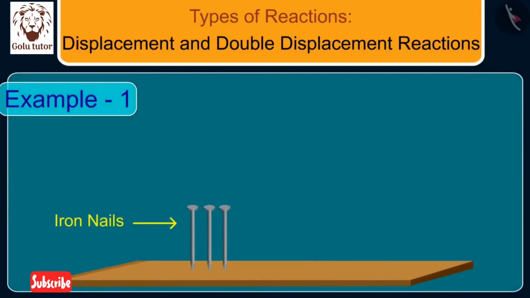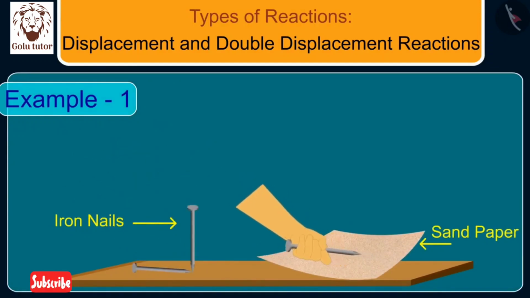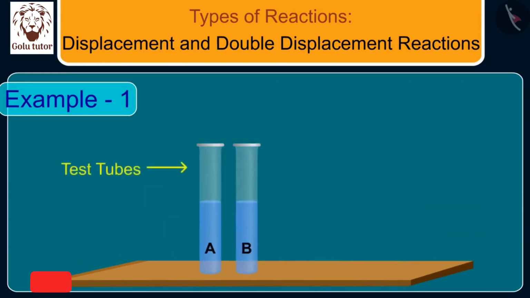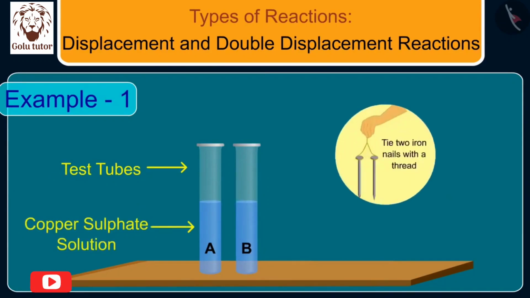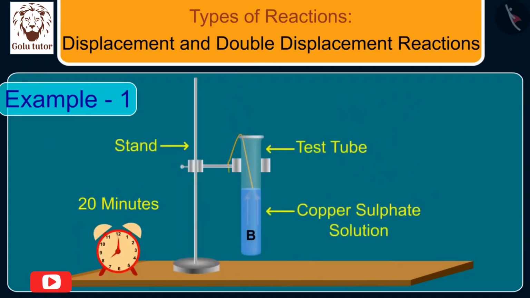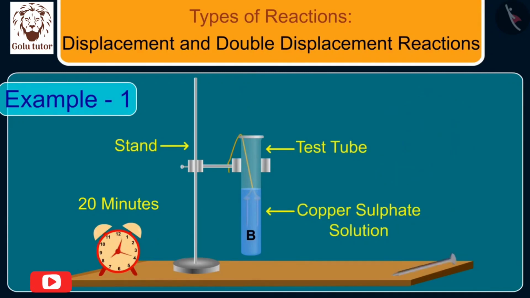Take 3 iron nails and clean them by rubbing with sandpaper. Then take 2 test tubes marked as A and B. In each test tube, take about 10 ml copper sulfate solution. Tie 2 iron nails with a thread and immerse them carefully in the copper sulfate solution in test tube B for about 20 minutes. Keep one iron nail aside for comparison.